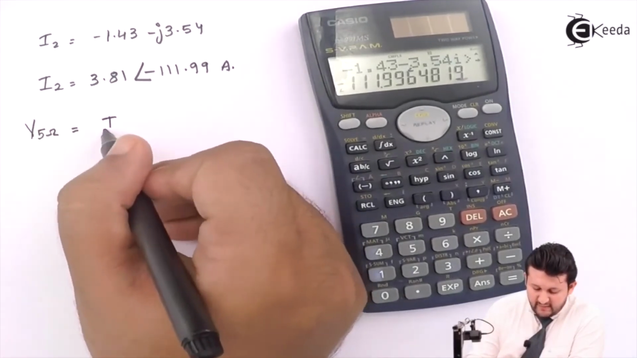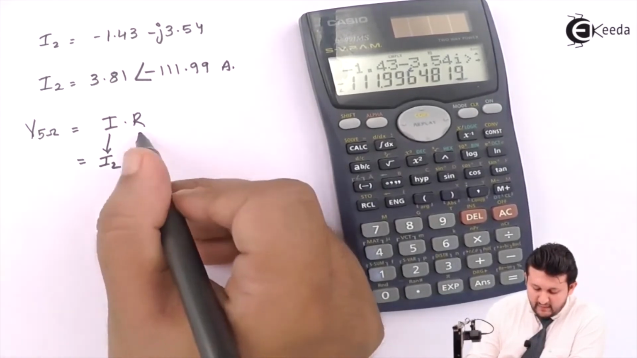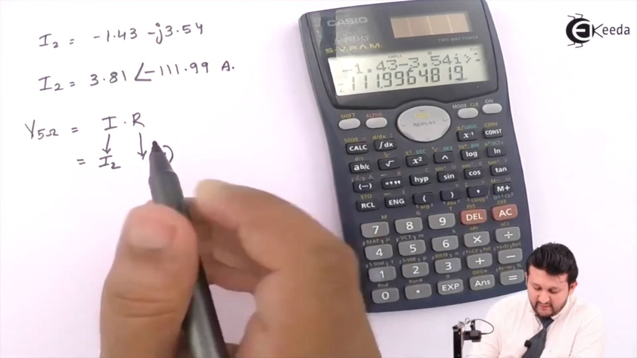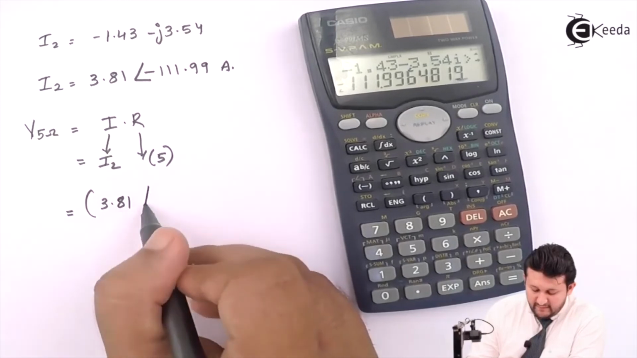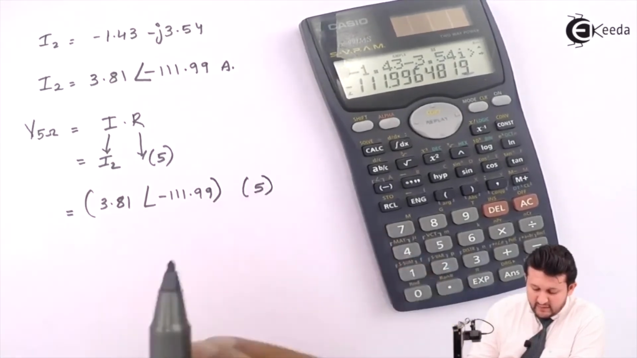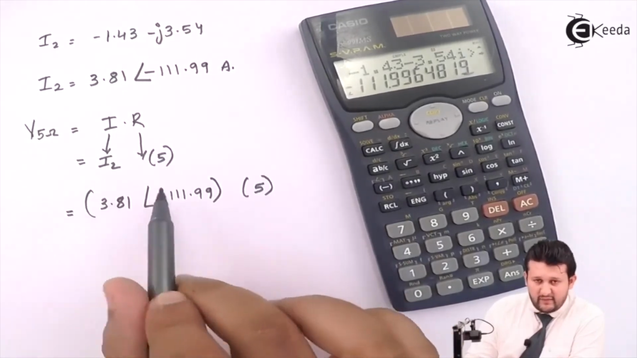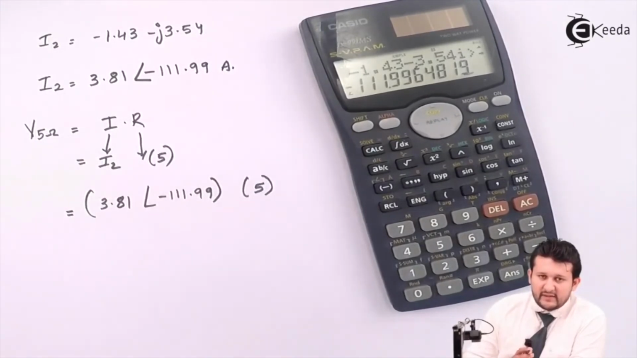So after finding the value for I2, ultimately our aim was to find the voltage across 5 ohms. The formula was nothing but I into R. For I, you had I2. For R, you had 5 ohms. So multiply your current I2, 3.81 angle minus 111.99, into 5. There is no rule that you have to bring this into polar form. Even if you keep it in rectangular form, it is right. Only for your understanding of how to convert rectangular to polar, that's the reason we did it. There is no requirement that you have to put that term into polar form.